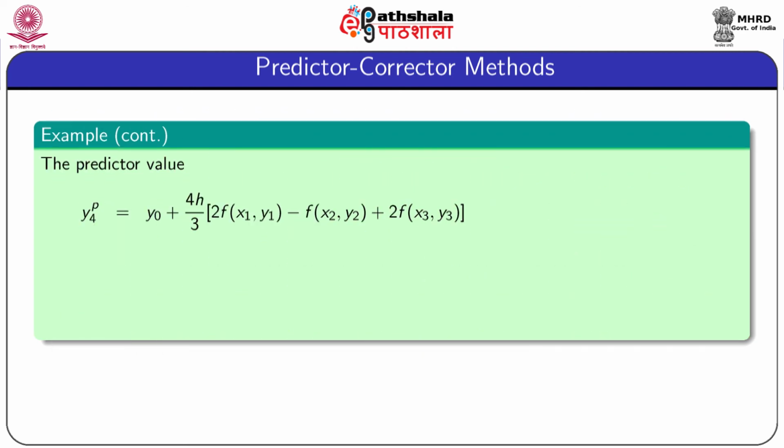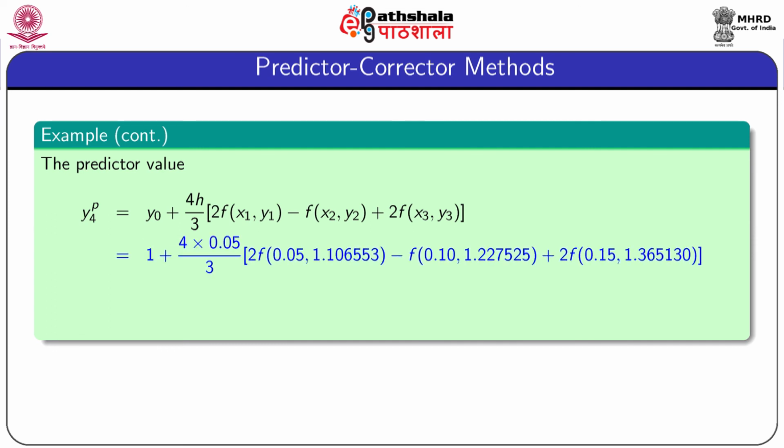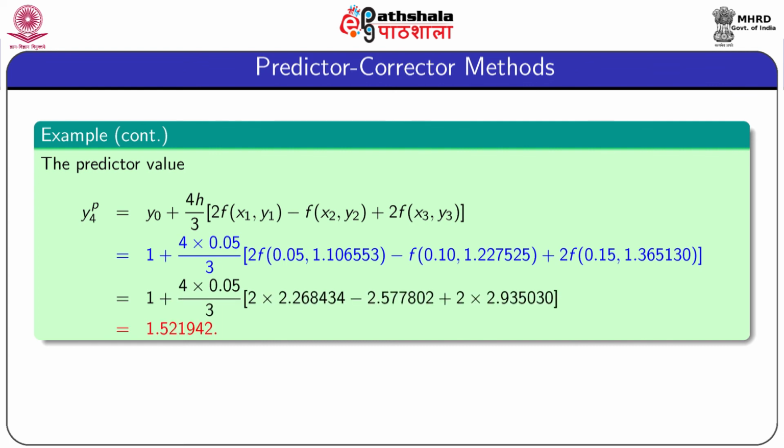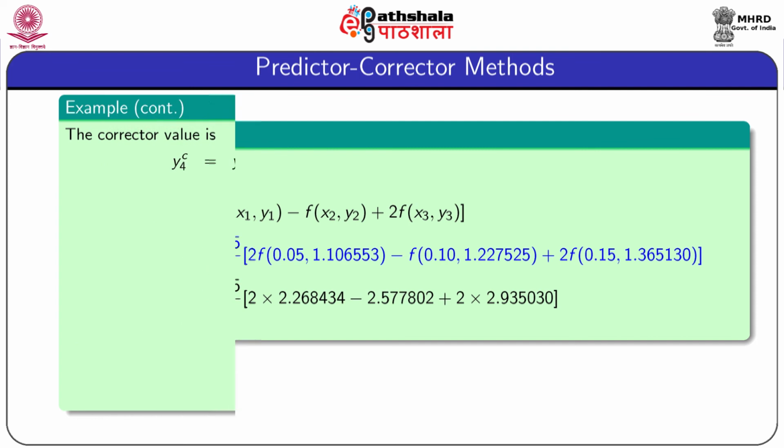Now, the predicted value at x = x4, that means y4p, is equal to y0 + (4h/3) times [2 f(x1,y1) - f(x2,y2) + 2 f(x3,y3)], and these are the values of the function f at different points. After simplification it is equal to 1.521942. So, this is the predicted value of y when x = 0.2.